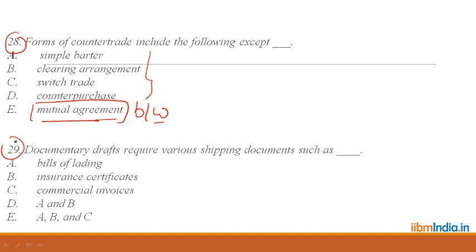Question number 29. Documentary draft requires various shipping documents such as: bill of lading, insurance certificate, commercial invoice, A and B, A, B and C. A documentary draft requires various shipping documents such as bill of lading, insurance certificate also, commercial invoice also. So yes, A, B and C. This is the correct answer.